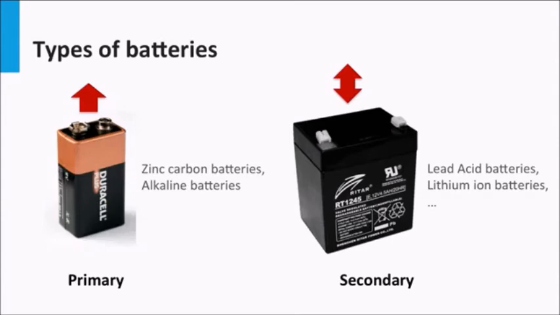Secondary batteries, or as they are more commonly called, rechargeable batteries, reversibly convert chemical energy to electrical energy. That is, they can recharge when the chemical reaction is reversed using an overpotential. In other words, the excess electrical energy is stored in these secondary batteries in the form of chemical energy. Examples include lead-acid batteries and lithium-ion batteries.